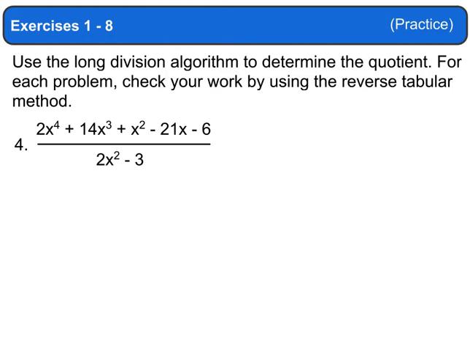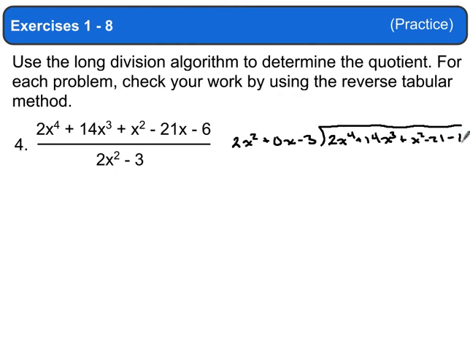I don't see any greatest common factors. I see a 4, a 3, a 2, a 1, and a 0. I see a 2 here. I'm missing a term in the middle, and then I got a 3. So when I write this one, I want to write 2x squared plus 0x minus 3. And then we're going to write everything else. 2x to the 4th plus 14x to the 3rd plus x squared minus 21x and then minus 6.